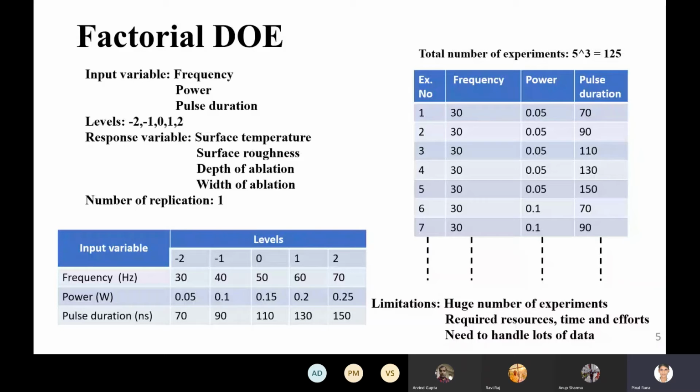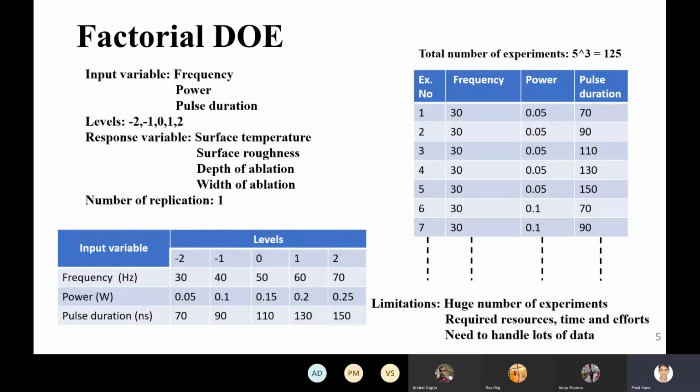Suppose we want to perform the experiment having three input variables, as I mentioned over here: frequency, pulse duration, and power, having five different levels: -2, -1, 0, 1, and 2. In design of experiment, different levels are always defined this way only. If there are two levels, then 0 and 1. If three levels, then minus 1, 0, and 1. If five levels, then minus 2, minus 1, 0, 1, 2. If seven levels, then minus 3 to 3. This way it goes on and on.